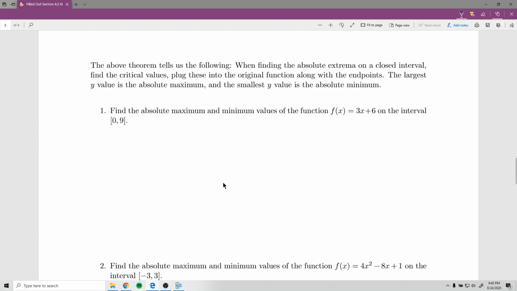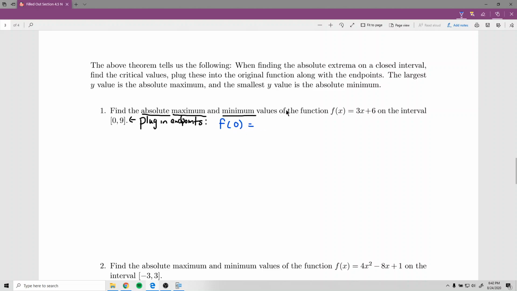All right, so the first one here says, find the absolute maximum and minimum values of the function f of x equals 3x plus 6 on the interval 0 to 9. As soon as you see this word absolute, before in 4.1 we were doing local minimums and maximums. When we do absolute maximums and minimums, we want to plug in the endpoints. I actually do that first before I worry about the critical numbers, but you can do it in either order. I just find that if you do the critical numbers first, it's easy to forget about this part.